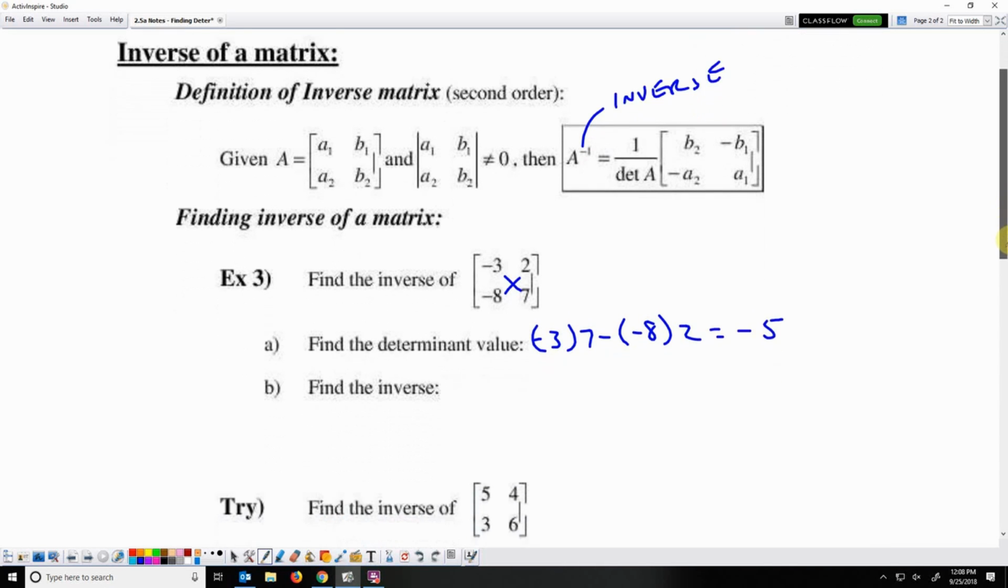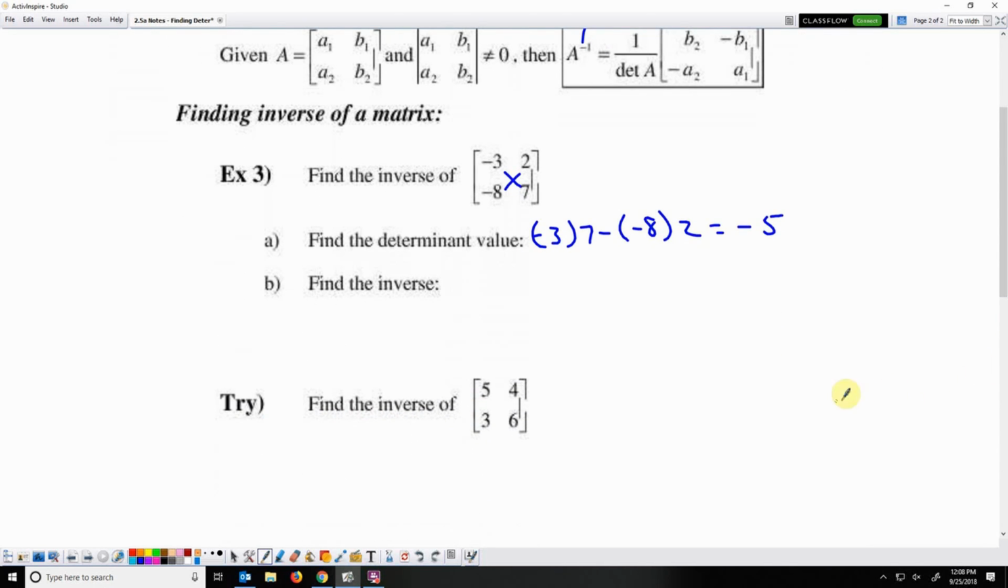Okay, so now that I have found the determinant, I can find the inverse. So the reciprocal of the determinant is 1 over -5, and I multiply that by our matrix, except I switch the main diagonal, so 7 and -3 switch places. And the secondary diagonal gets opposite signs, 8 and -2.